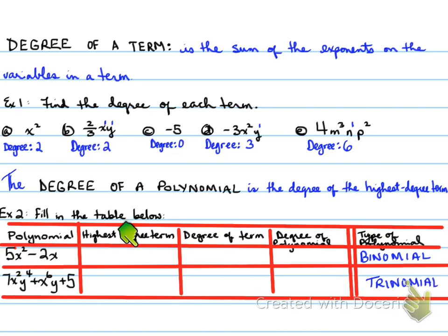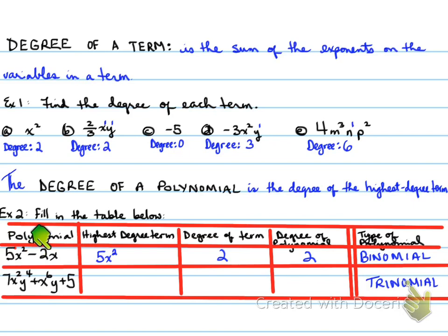The highest degree term here is 2. So the highest degree term is 5x squared. That's what we're looking for: the highest degree term is 5x squared. The degree of that term is 2. The degree of the polynomial is 2. So basically the degree of this is 2.